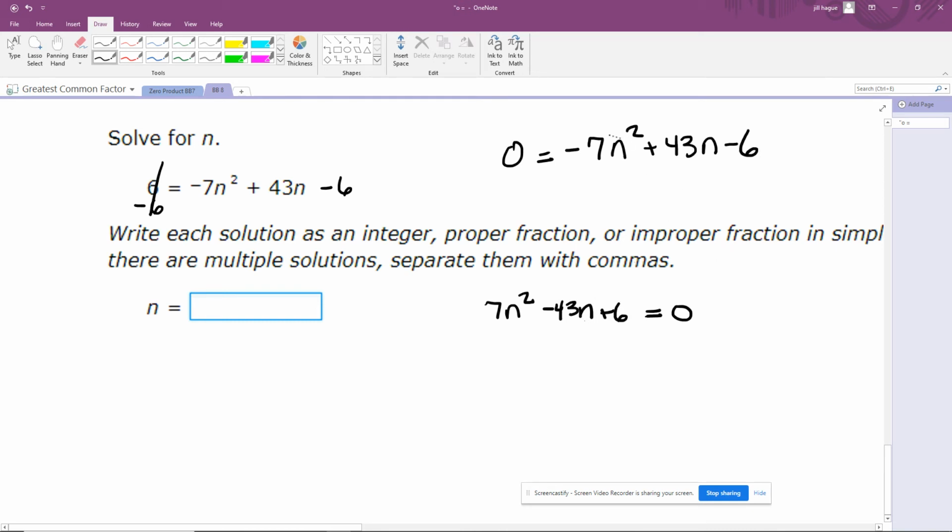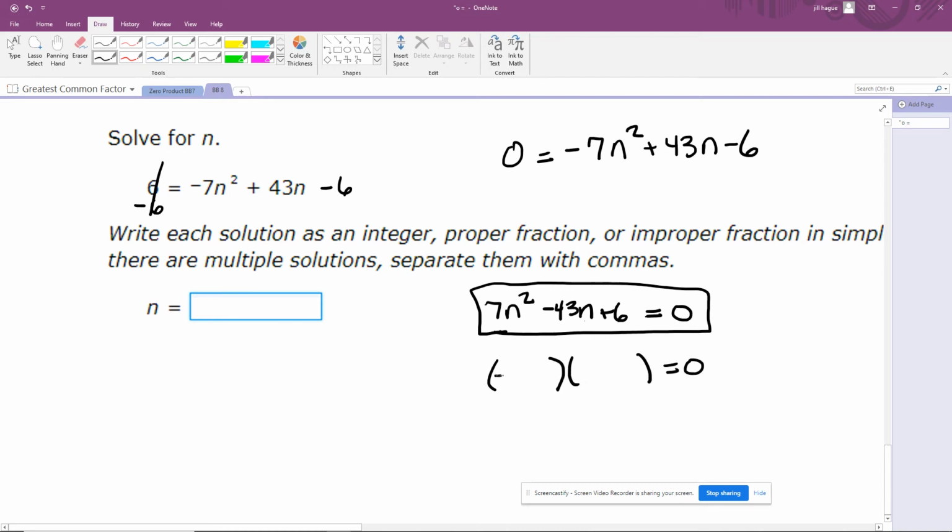The other way to look at that is you could just say, hey, I'm going to add 7n squared to this side, subtract 43n, I'm going to add 6, and I'm going to put the 0 on the other side. Okay, but either way, you end up with this. Now it is in standard form. Okay, and you can go ahead and factor it. All right, so I'll factor this a little different way. We'll do a guess and check method.